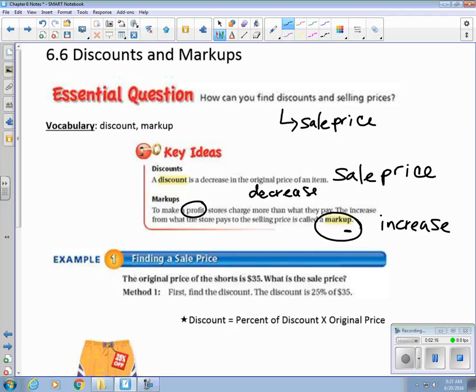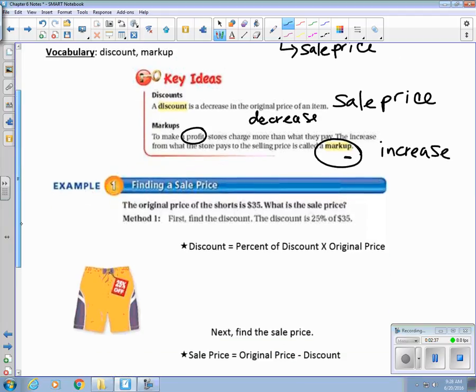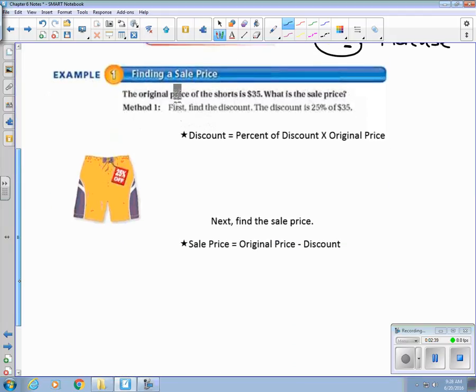And so we have to be able to use this stuff that we've learned about percentages, especially the last lesson, 6.5, percent change. Discounts and markups are just a type of percent change. It's just a matter of, is it going up or is it going down? And we're going to use that percent change to figure out sometimes the new price. Okay? So let's go ahead and take a look at our first example.